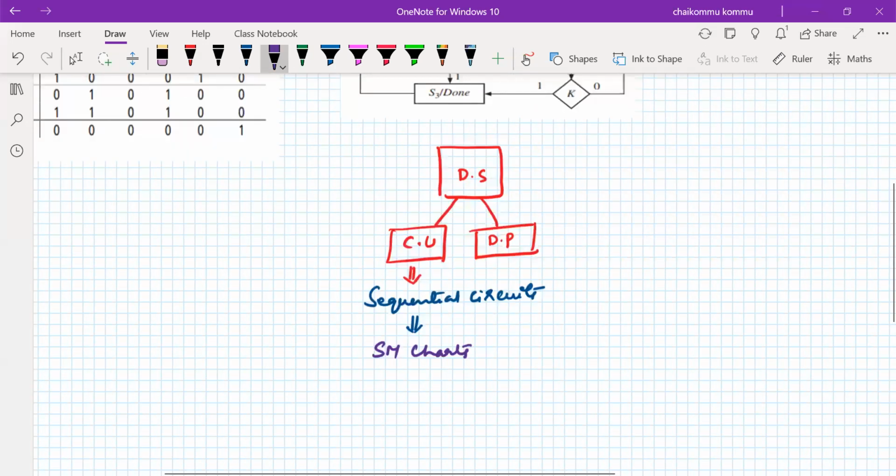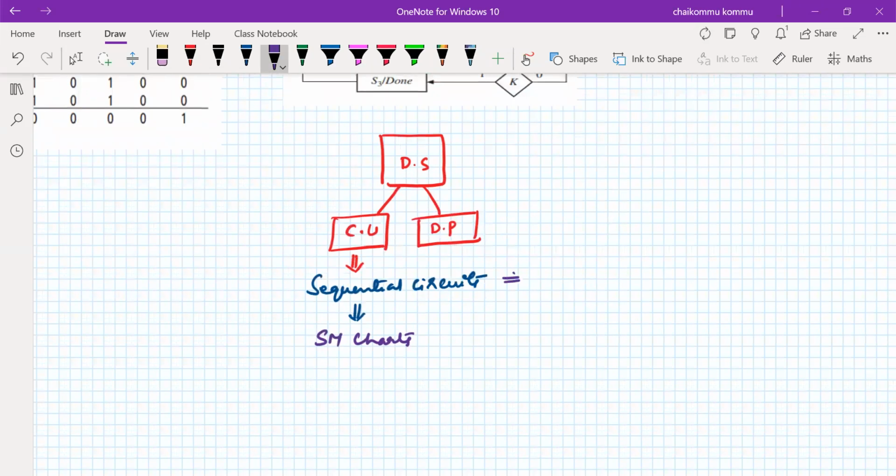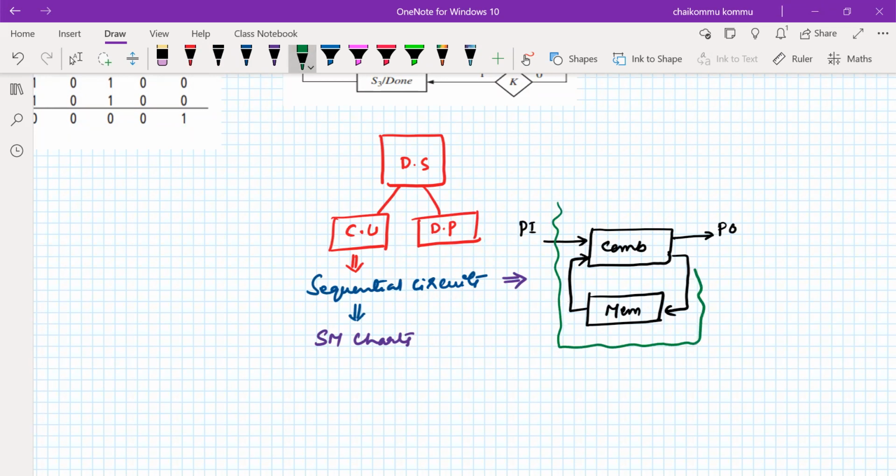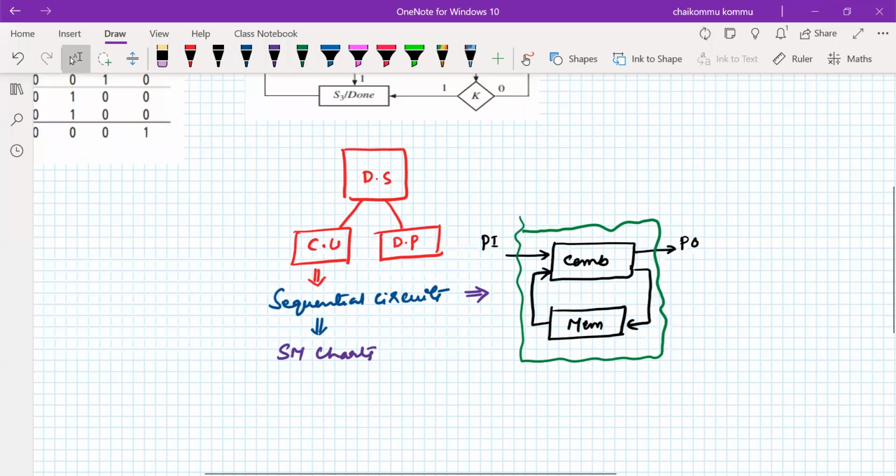Now, what is the SM chart? What is a sequential circuit all about? It consists of a combinational block, right? And it should have a memory element. Everybody knows that there is a primary input for this, and we can generate the primary output. We take some part of this and connect it as a present state. Altogether, we can consider it a sequential device.